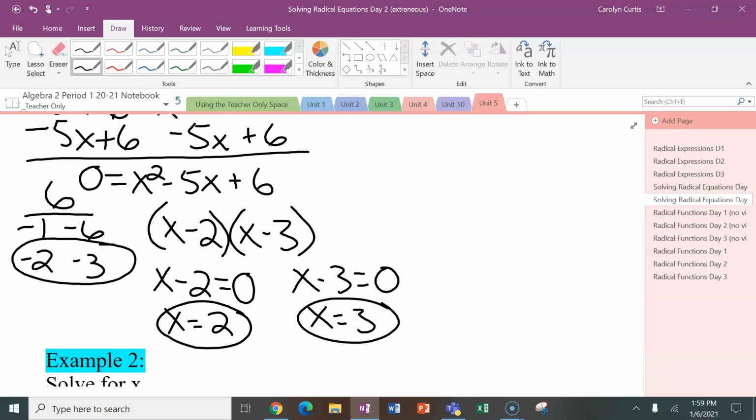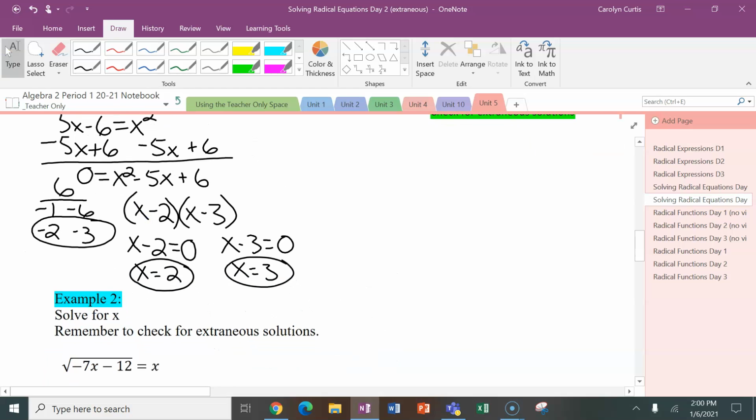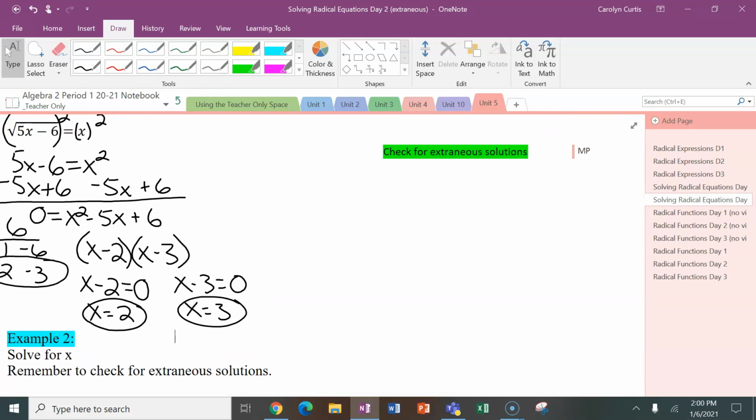But remember, I told you at the beginning that we could possibly have extraneous solutions. Not to say that every time you do this you will have an extraneous solution, but you do need to check both solutions every time to see if either of them are extraneous. So the way to check it is to plug both of them in and see if they equal what it is. So I'm going to start with the x equals 2 first. My original equation was the square root of 5x minus 6 equals x. And I'm going to plug 2 into both of those x's and see if I get a true statement.